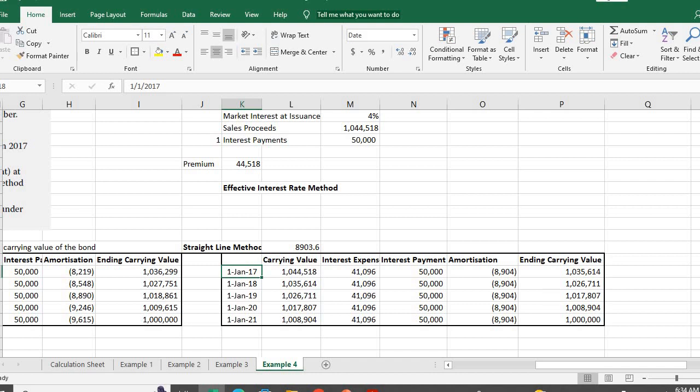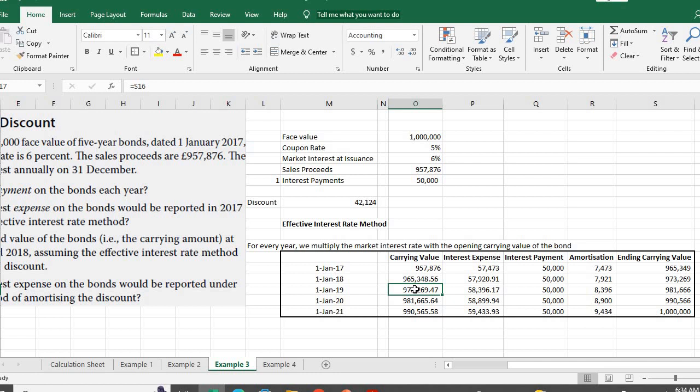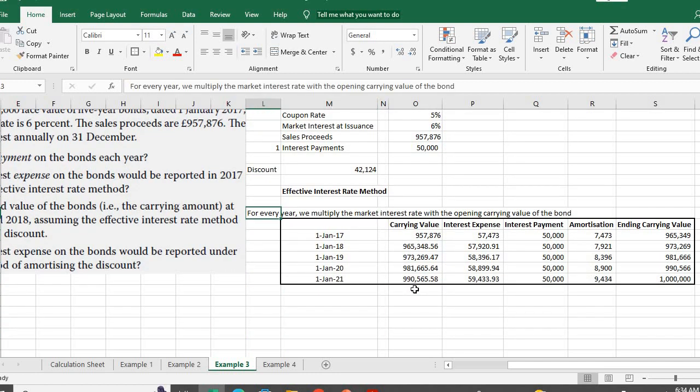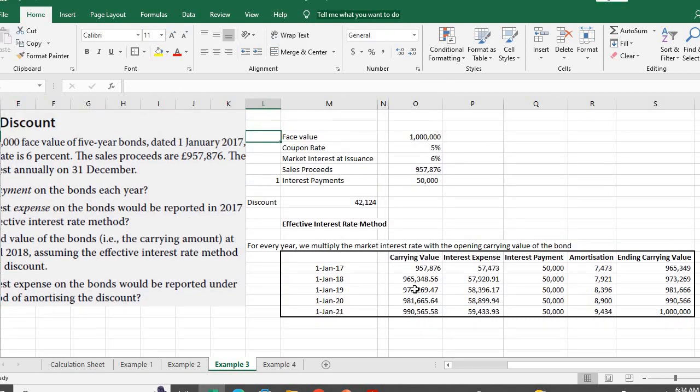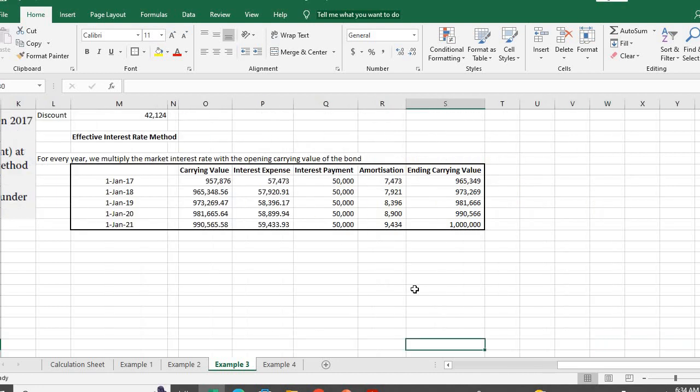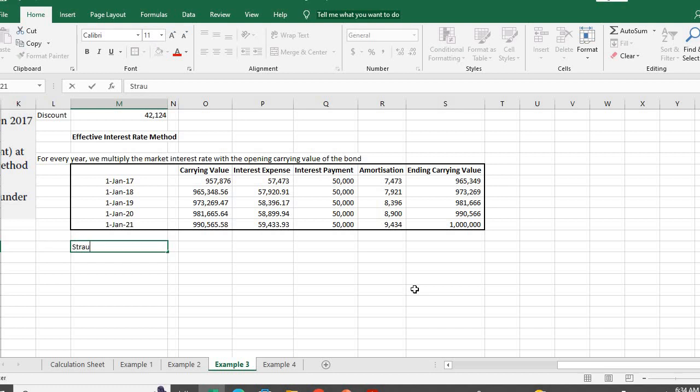So we can do the same for our discount bond that we had discussed previously. So let's just go through the previous example of a discount bond. These were the particulars of the bond: a 5% coupon bond issued when the interest rate in the market was 6%. So for the straight line method, let me just center this a bit for you.